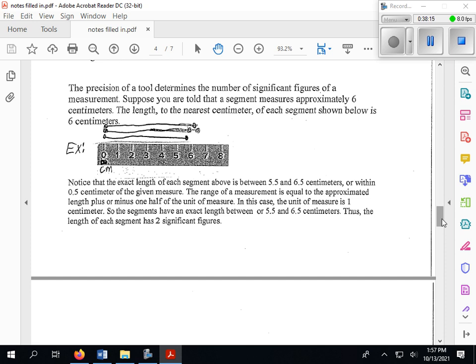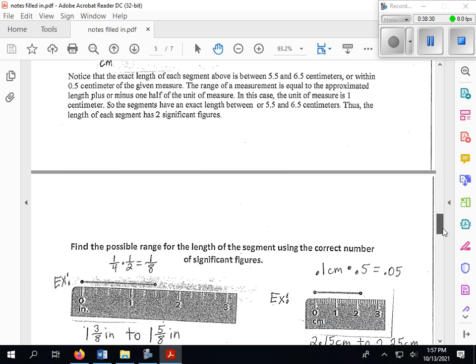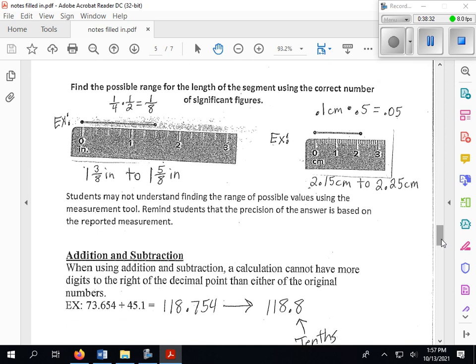The range of the measurement is equal to the approximate length plus or minus 1/2 unit. We already did that. Thus, the length of each segment has 2 significant figures. So there's 2 significant figures here. Find these examples, we'll do them together.